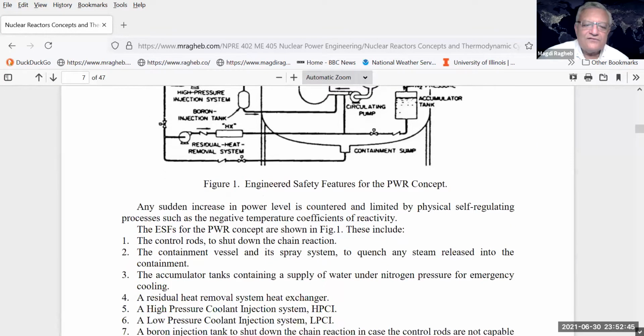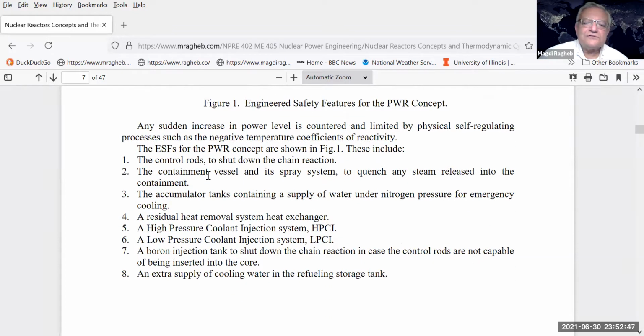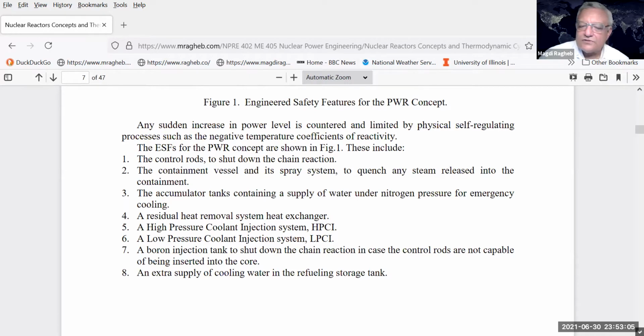So here is a list then of the engineered safety features, or ESFs, for the PWR: the control rods, the containment vessel, the accumulator tanks, the residual heat removal system, the high pressure coolant injection system, the low pressure coolant injection system, the boron injection tank, and also the water in the refueling water storage tank.